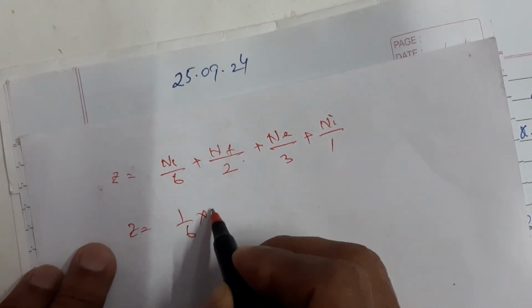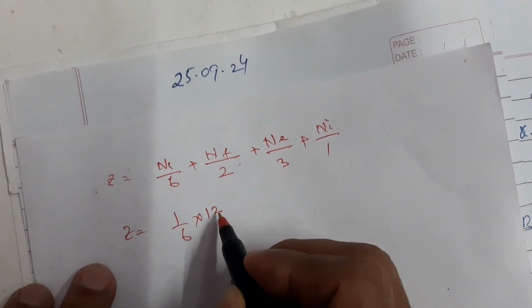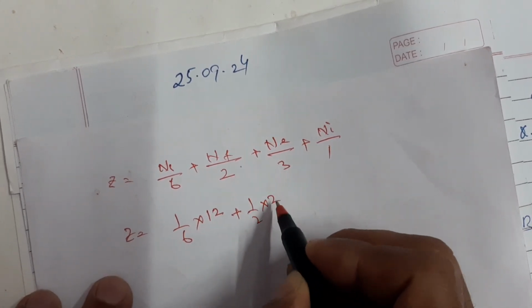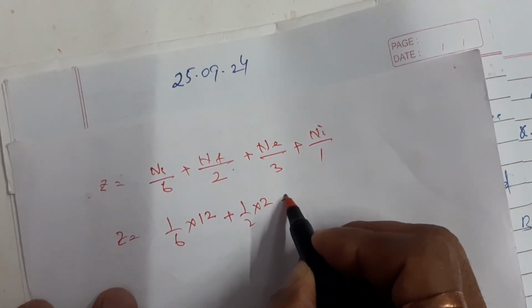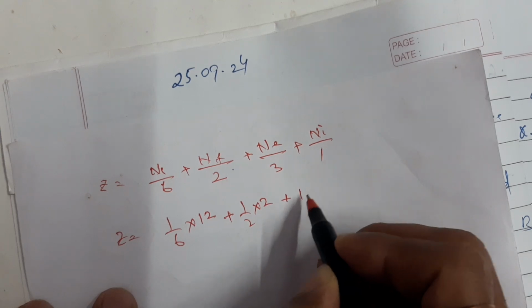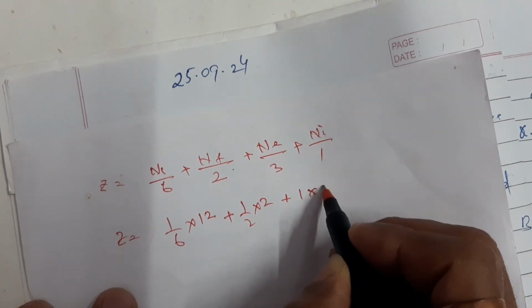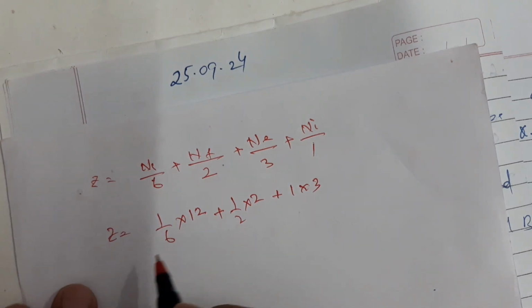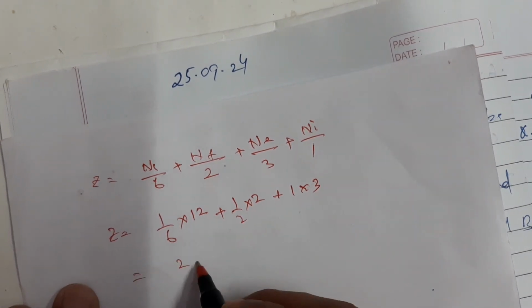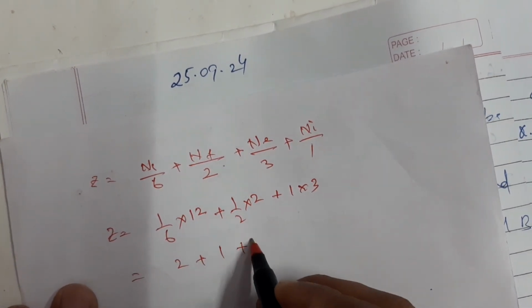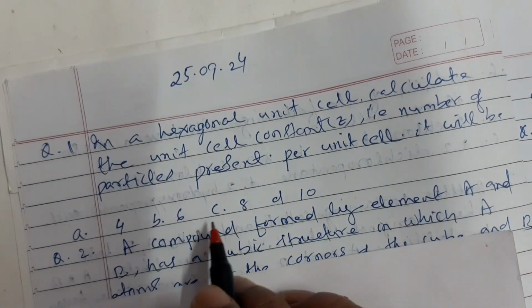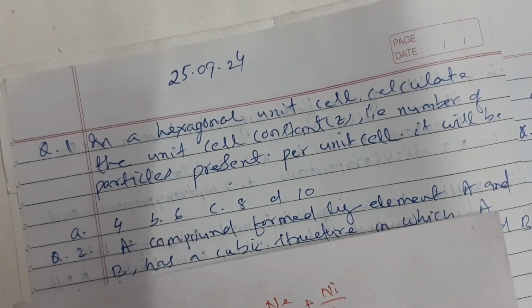1/6 into 12 corners plus half into 2 faces plus 1 multiplied by 3 edges. So you will get 2 plus 1 plus 3. So your answer is 6. Okay. So B is the answer.